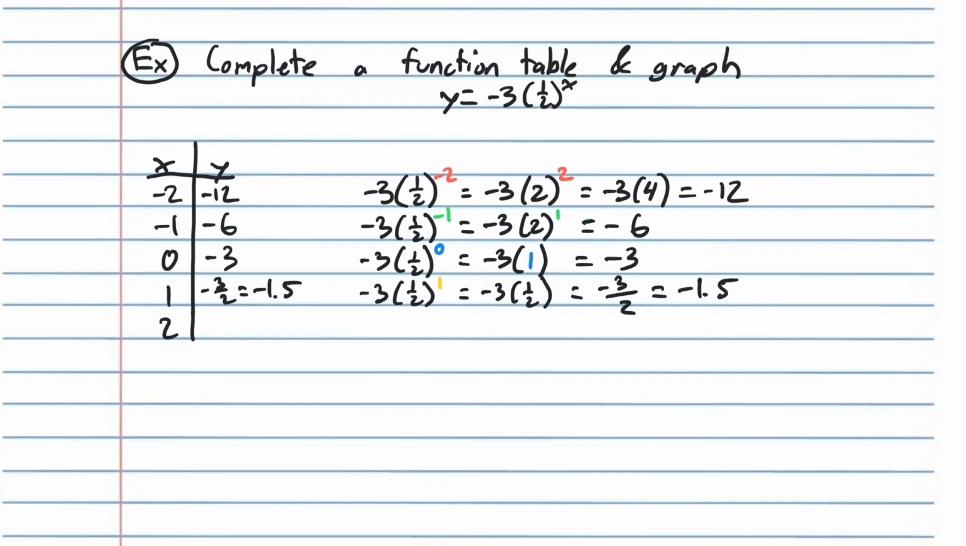And then the last one, plug in 2. Negative 3 times 1/2 to the power of 2. And then 1/2 squared, well, that's 1/2 times 1/2, which is just 1/4. And then multiply those across, again, negative 3/4. Which again, you could use a calculator to plug in and get a decimal. Okay, let's write that over here.